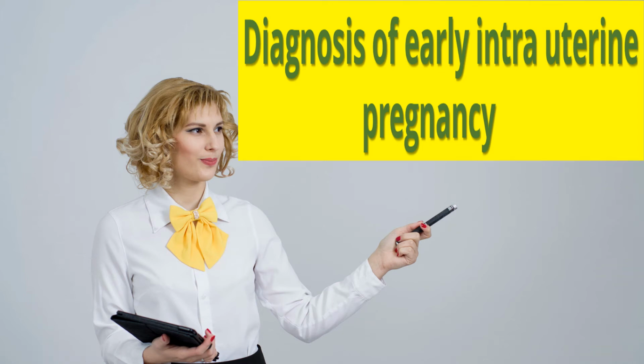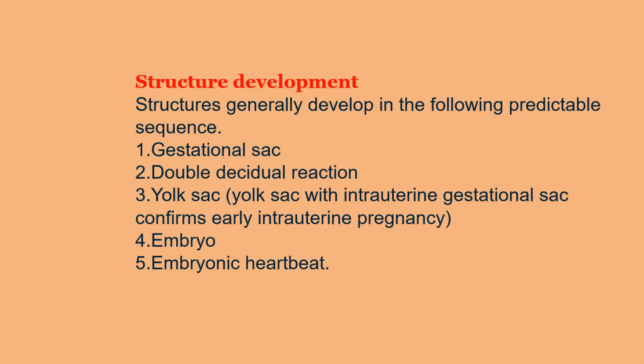Welcome to this lecture about diagnosis of early intrauterine pregnancy. Structure development. Structures generally develop in the following predictable sequence: 1. Gestational sac. 2. Double sac reaction. 3. Yolk sac. Yolk sac with intrauterine gestational sac confirms early intrauterine pregnancy.